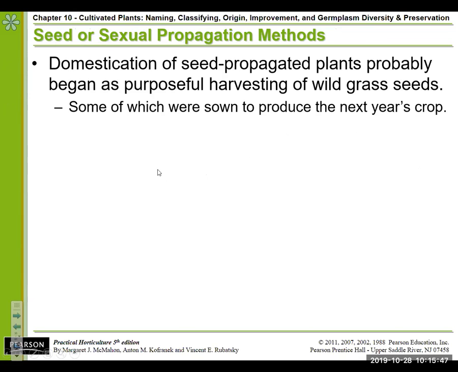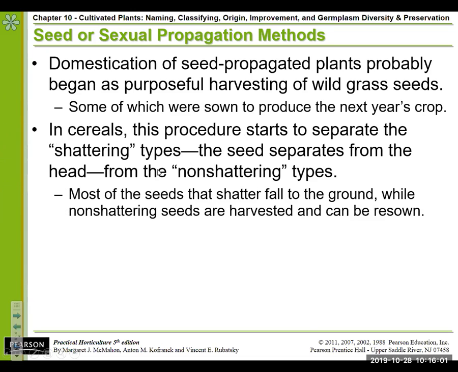So we believe that the domestication of the seed-propagated plants began with the purposeful harvesting of grains, wild grass seeds, some of which were then planted again for the next year's crop. And we look at this in the cereals and the grains as a mutation of the shattering gene. Basically, most of the seeds on the wild plant version will shatter, or just when they're ripe, they just fall to the ground on their own. Because as you can imagine, the plant just wants to reproduce and grow more plants. So it wants to disseminate as many of its seeds as possible.